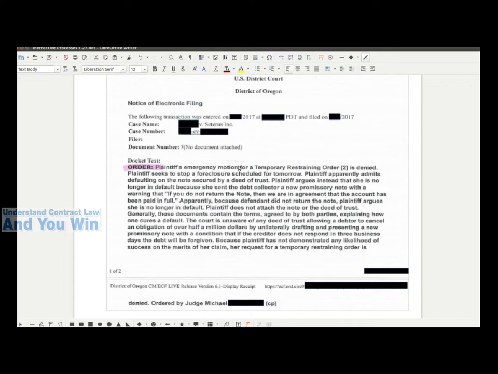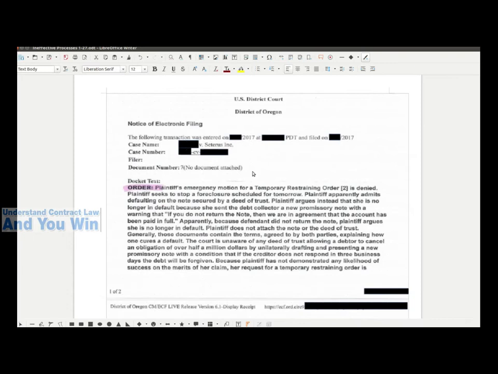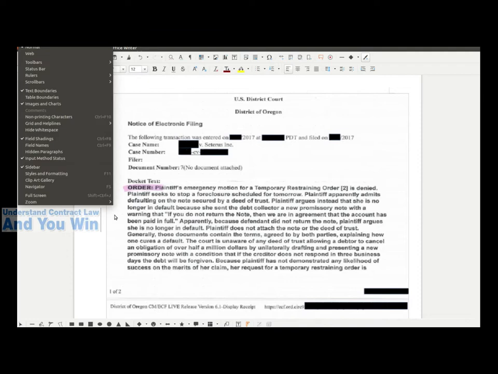If you have any 5% validity, 1% validity of what you have possibly being able to win. So a lot of people try to file temporary restraining orders to stop the foreclosure and stop the sale of their house. So let's read this. This is a U.S. District Court, District of Oregon case, in one of the cases we were following. Notice of electronic filing, this was entered on, let's see if we could zoom in a little bit for you guys. We already are zoomed in.